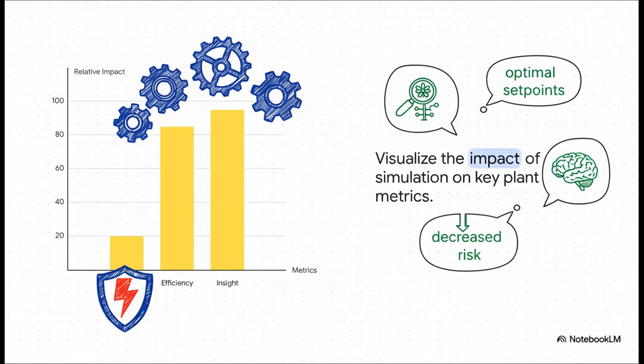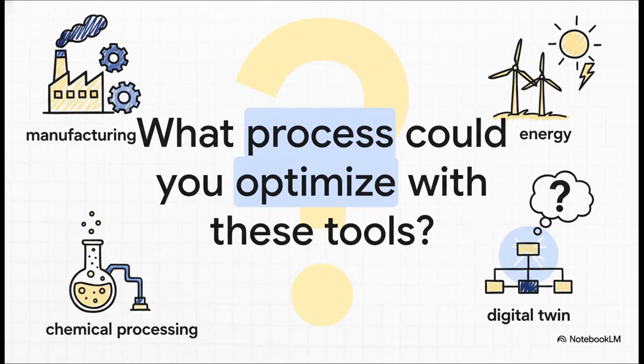So when you boil it all down, the impact is just massive. You drastically lower your operational risk by testing things out first. You crank up your efficiency by finding those perfect operating points. And you gain this incredible level of insight into how your plant actually works. It's a win-win-win.